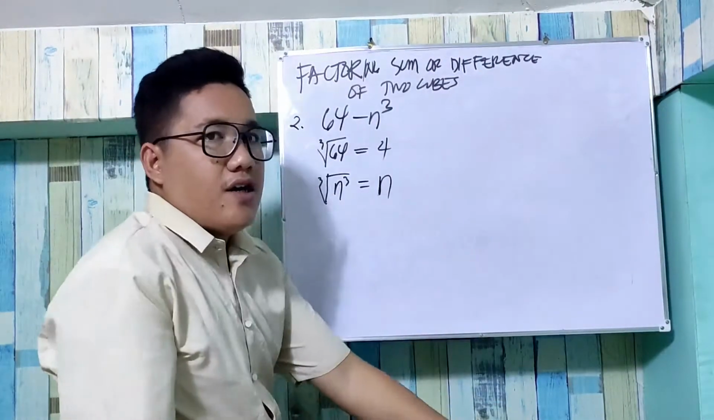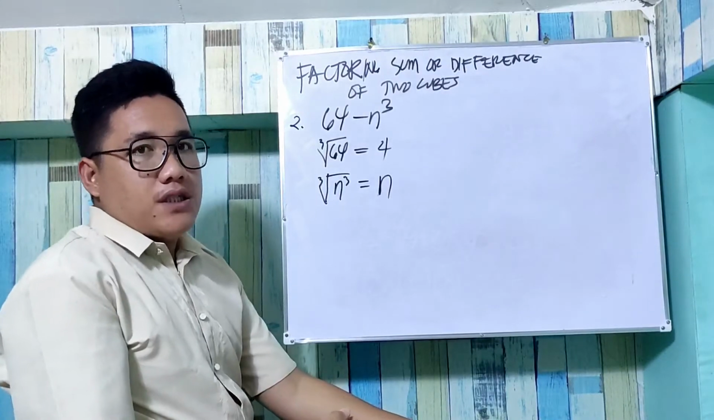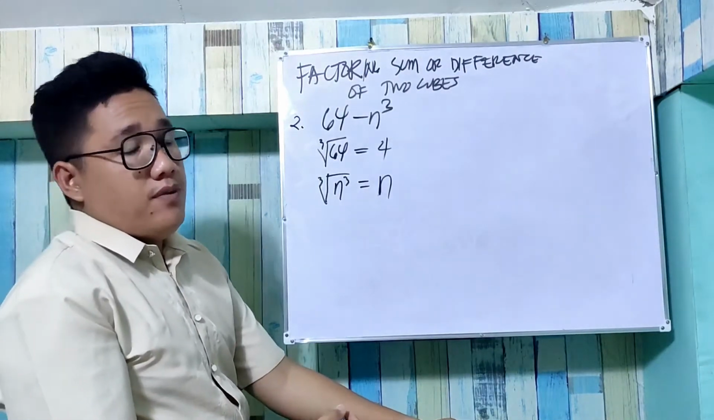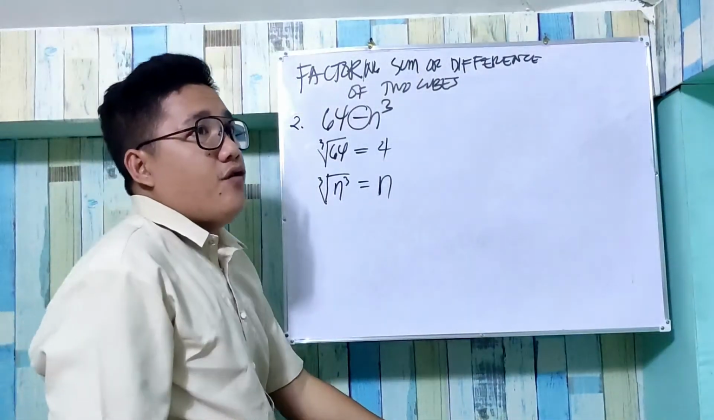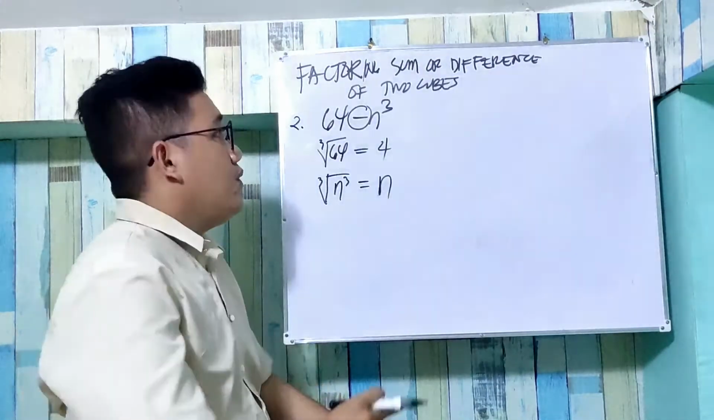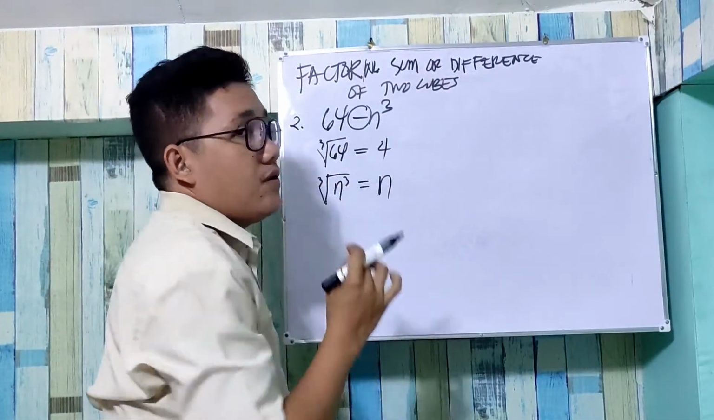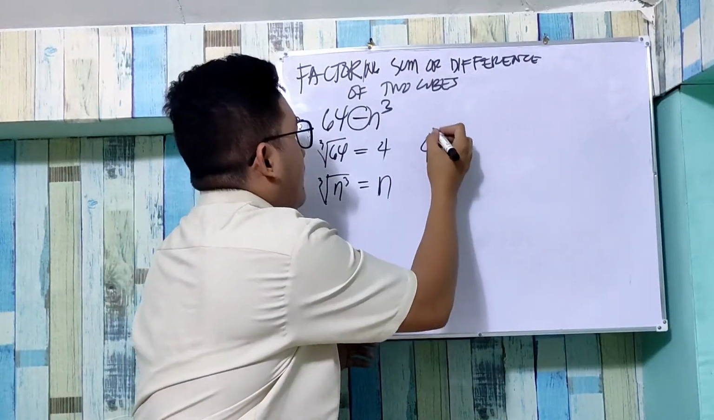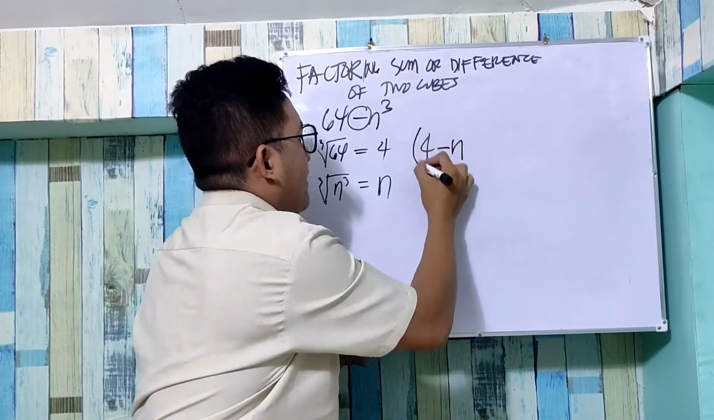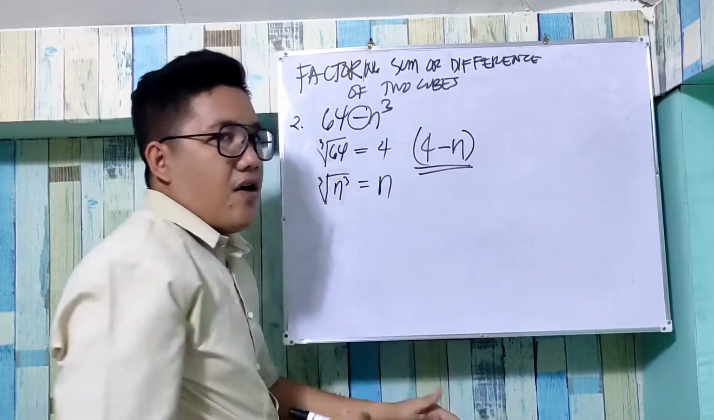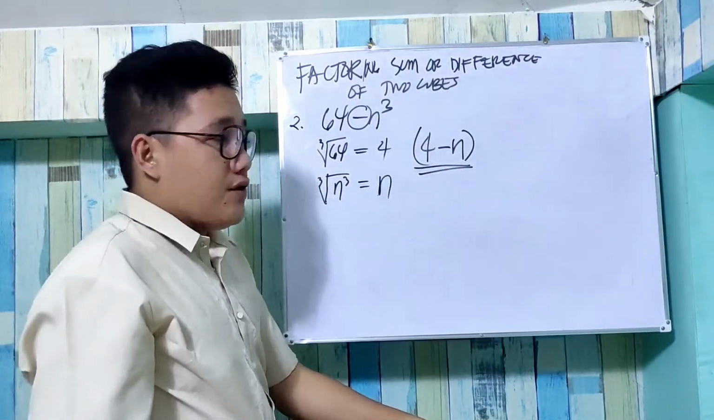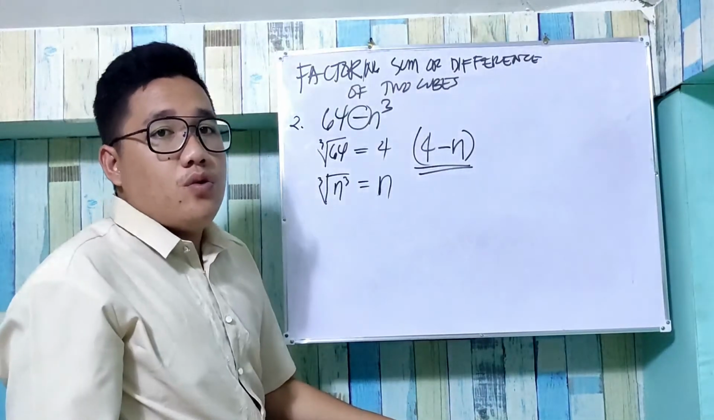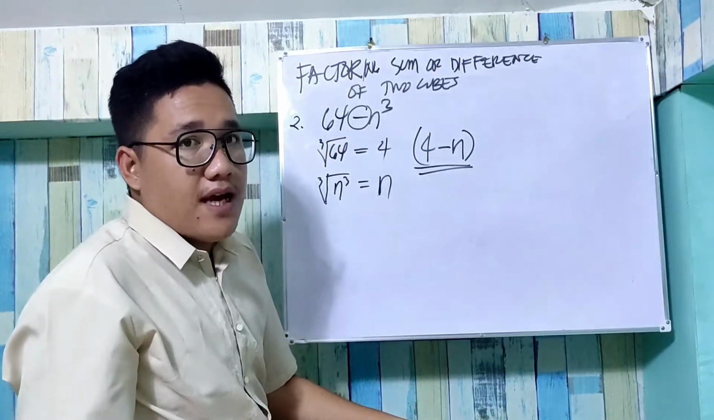Next, we are going to obtain the binomial factor using the cube root. So, since we are going to factor the difference of 2 cubes, of course, we're going to copy the minus sign. So, we have 4 minus n. So, we have now the binomial factor. We are now going to form the trinomial factor.